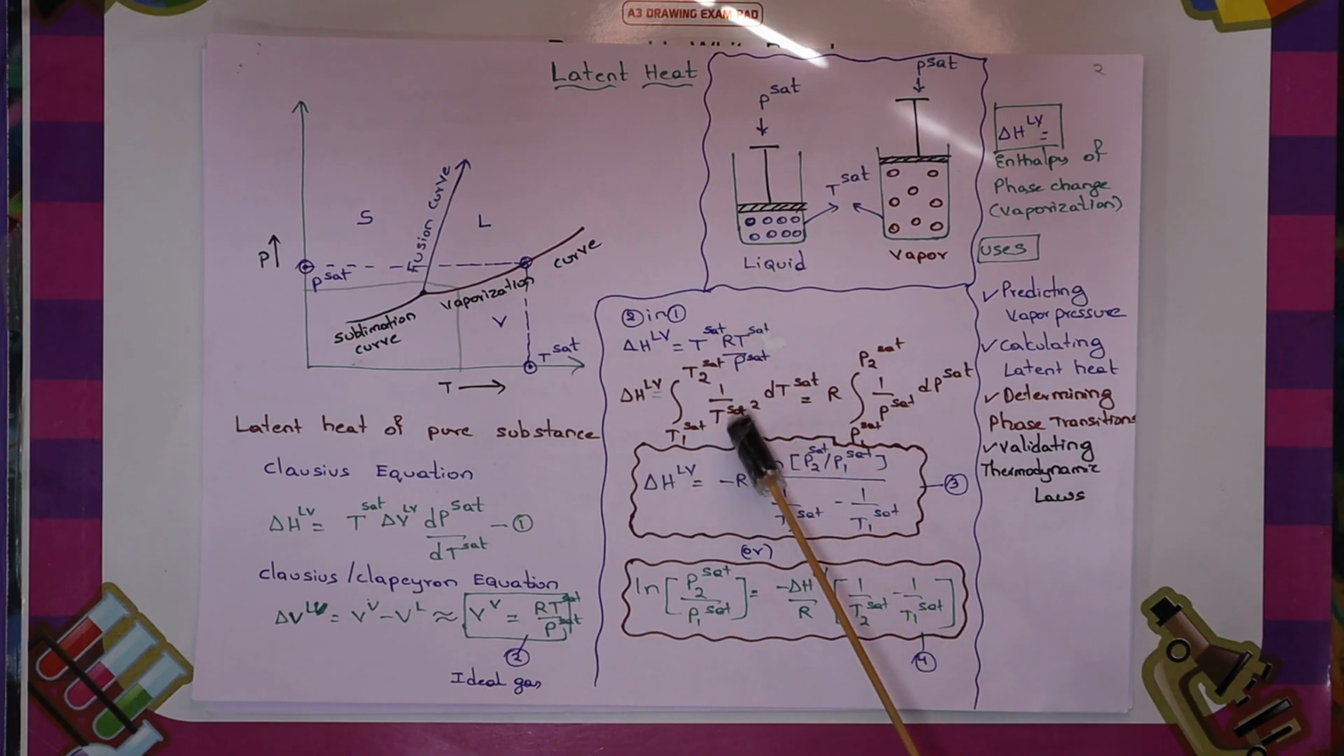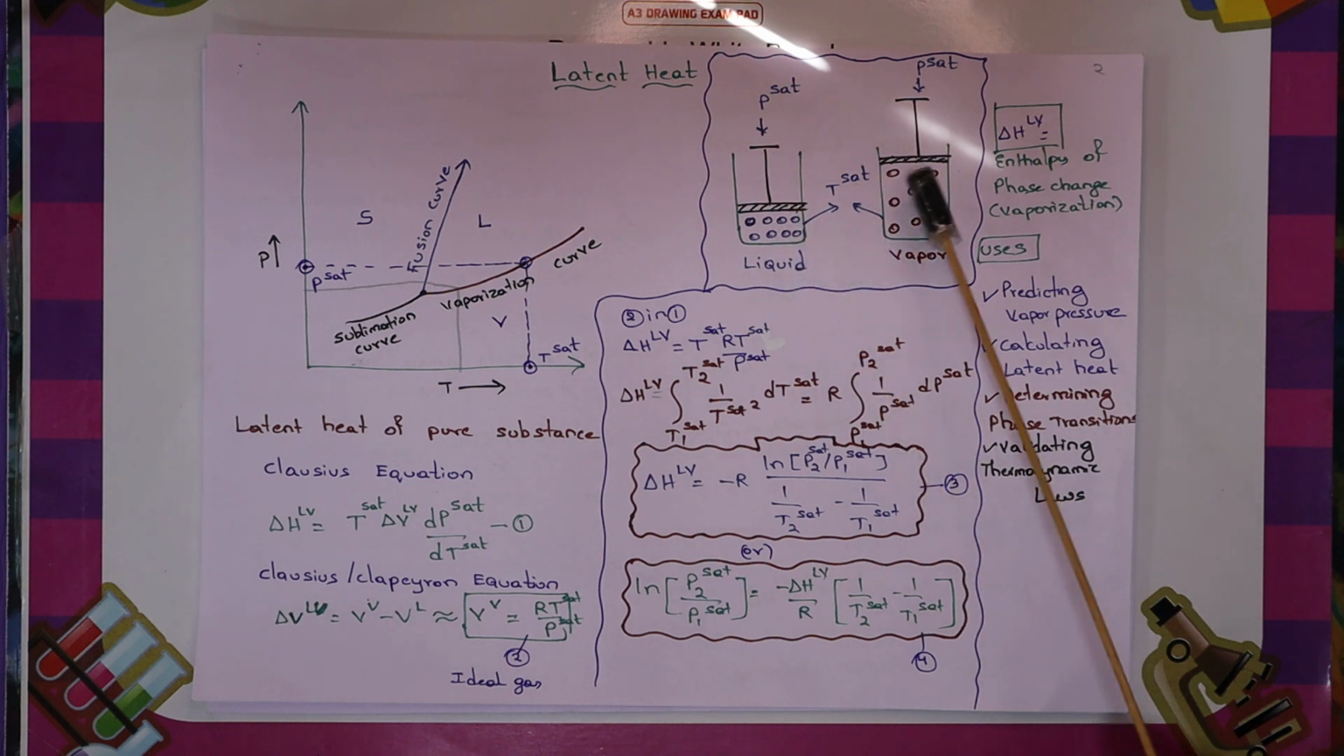This equation transforms to R into the integral from P1 sat to P2 sat of 1 by P sat into dP sat. If you integrate 1 by x into dx, you get ln. So you get this equation for the enthalpy of vaporization: ln of P2 sat by P1 sat equals minus delta H LV by R into 1 by T2 minus 1 by T1.